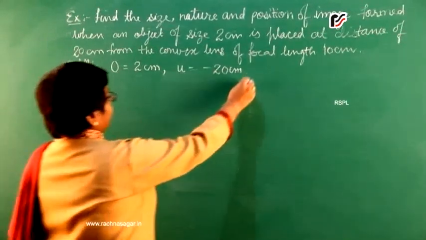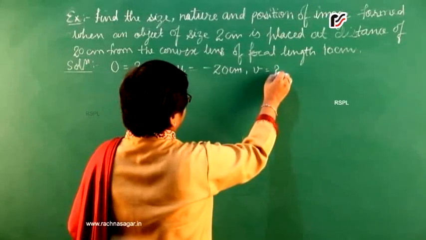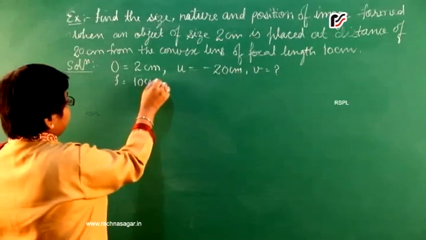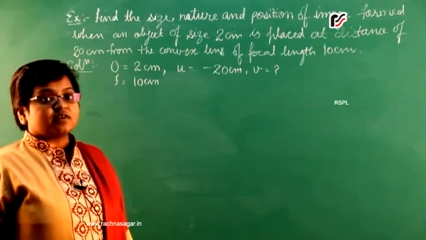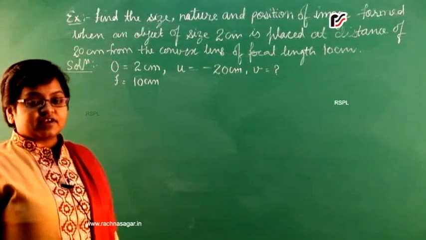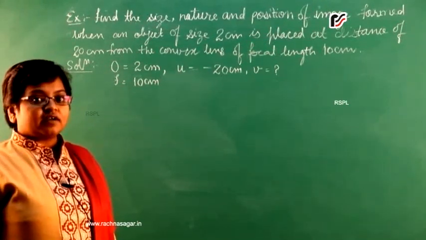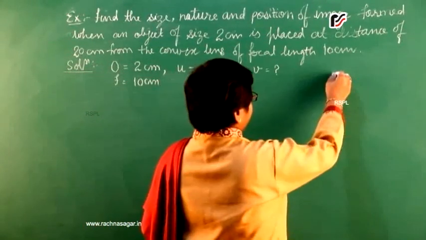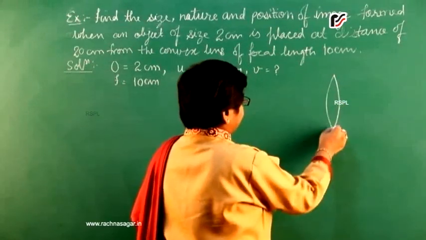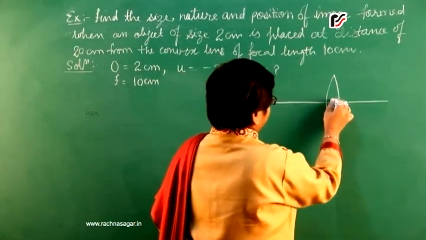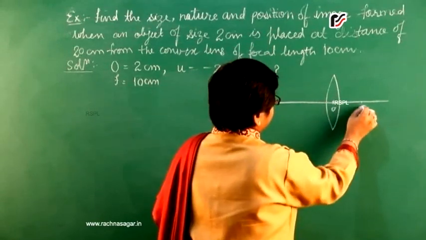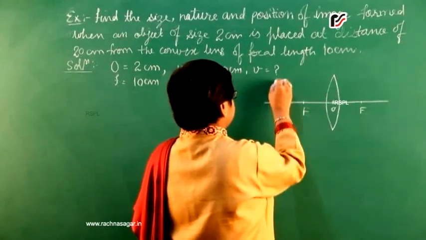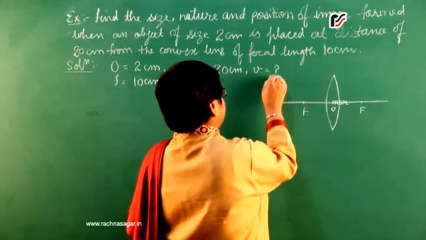We have to find out the position. Focal length is also given, that is 10 cm. The focal length of convex lens is always positive because it is in the right side of the optical center. Let us draw a rough diagram to understand completely the question. This is the optical center. This is focus. Object is placed AB here.